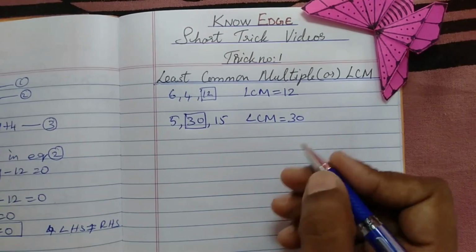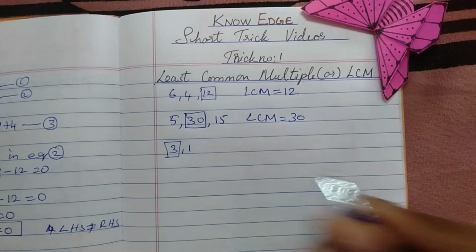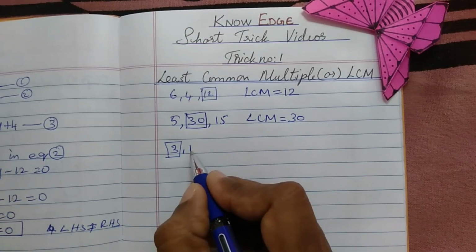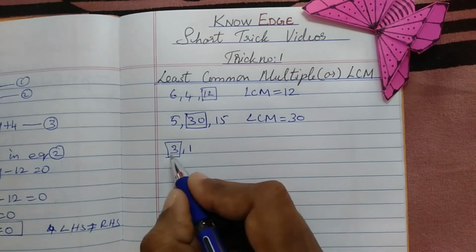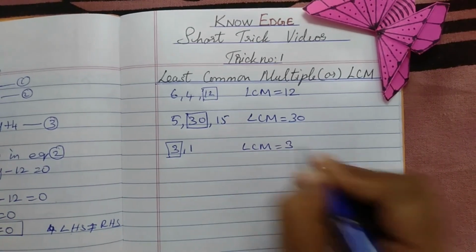Okay. Now the next one is 3 and 1. It's very easy here. The greater number is 3. We get a 3 in the 1 table, right? 1 3s are 3, so 1 can divide 3. So here the LCM is 3.